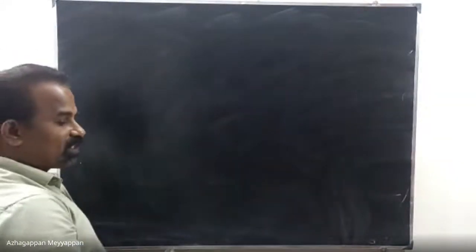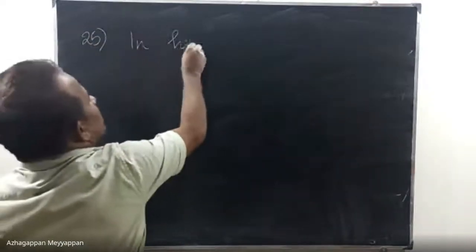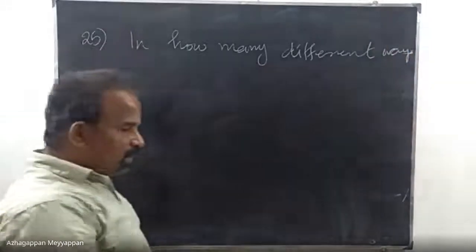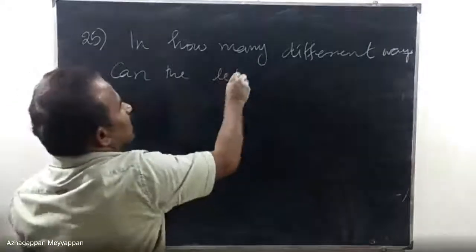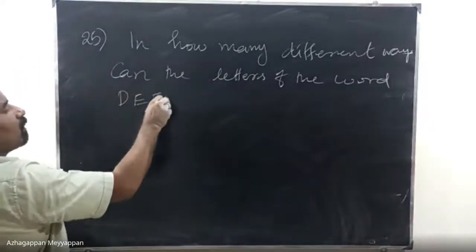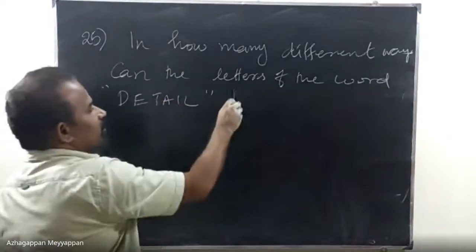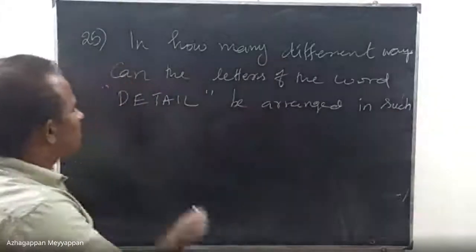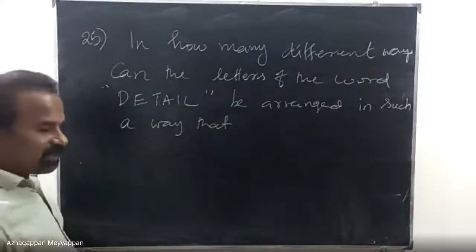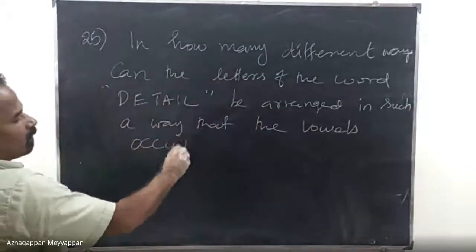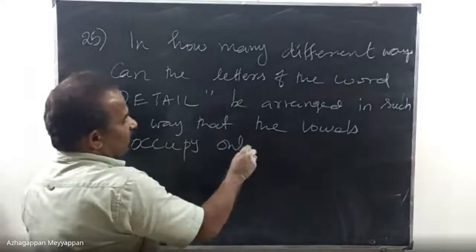Next question is, in how many different ways can the letters of the word DETAIL be arranged in such a way that the vowels occupy only the odd positions?